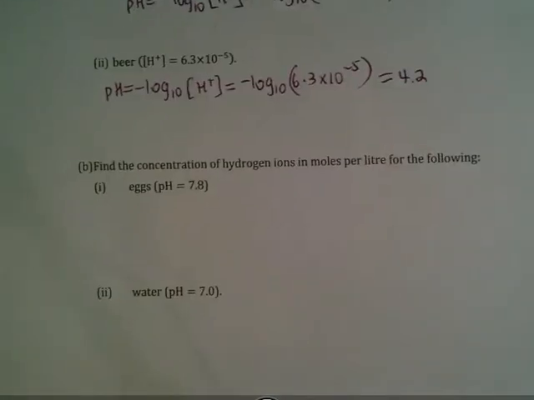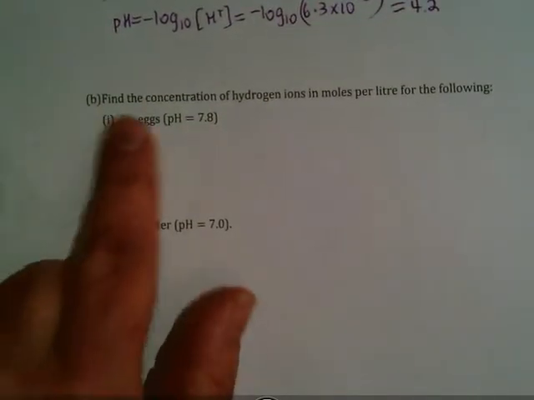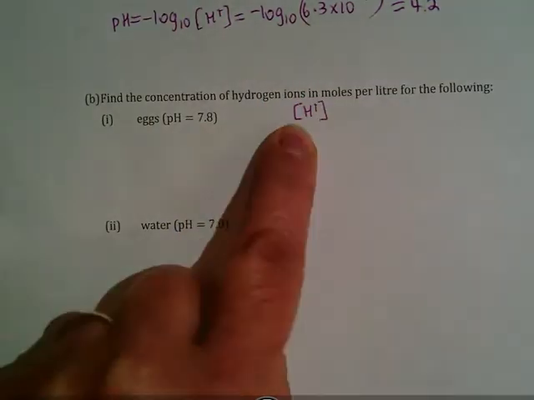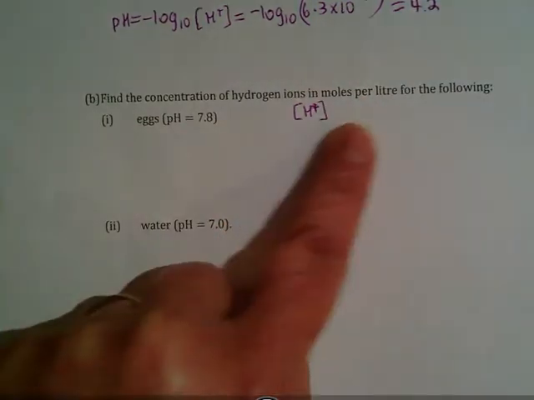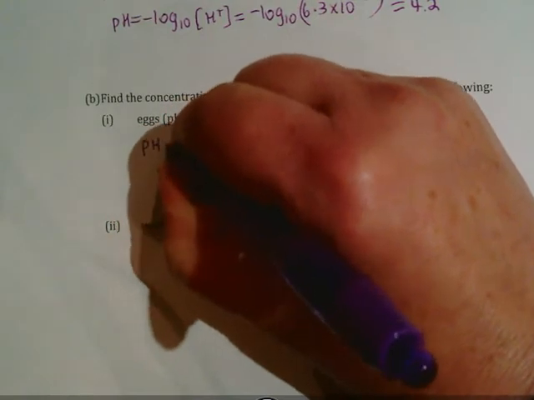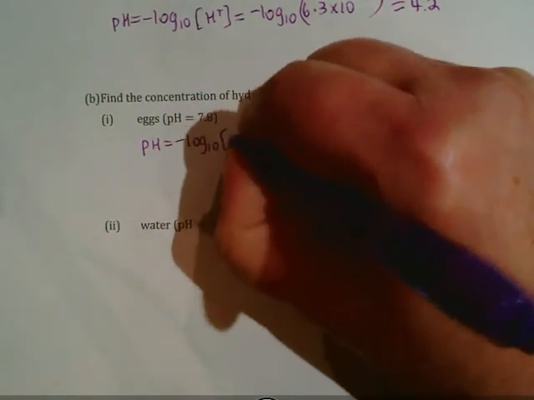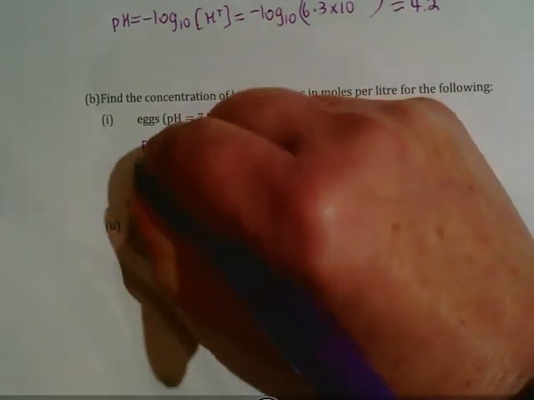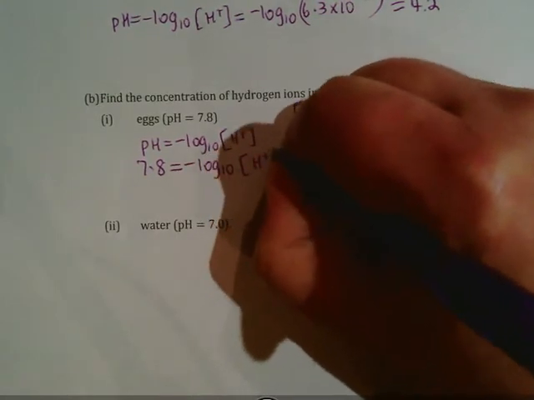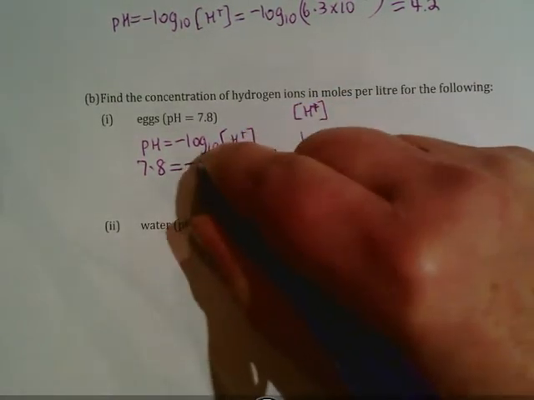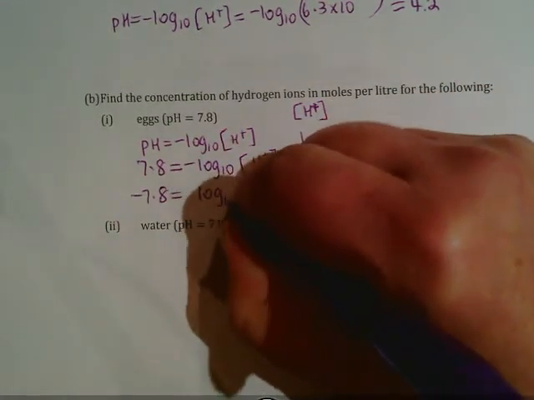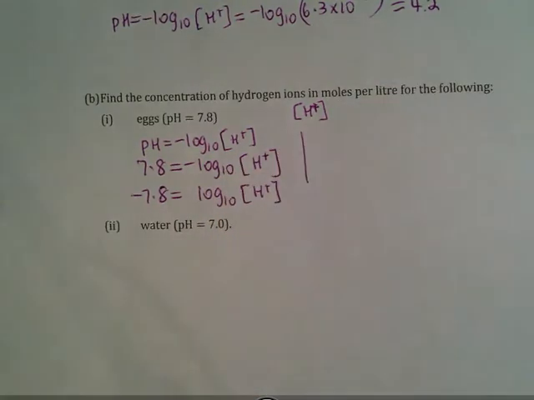And now just doing some questions in reverse. You have to find the hydrogen ion concentration, H+ in square brackets, in moles per litre for the following. Eggs have a pH of 7.8. Writing out the formula, pH equals minus log to the base 10 of the hydrogen ion concentration. So 7.8 equals minus log to the base 10 of the hydrogen ion concentration. Let's take this negative over to the other side. So negative 7.8 equals log to the base 10 of the hydrogen ion concentration.